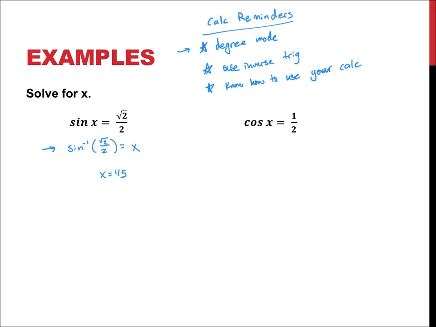Next, let's go on to cosine. So in order to figure out my angle, I'm going to take the inverse. So now I have the inverse of cosine of 1/2 is equal to x. So I'm going to plug this into my calculator using the inverse mode.